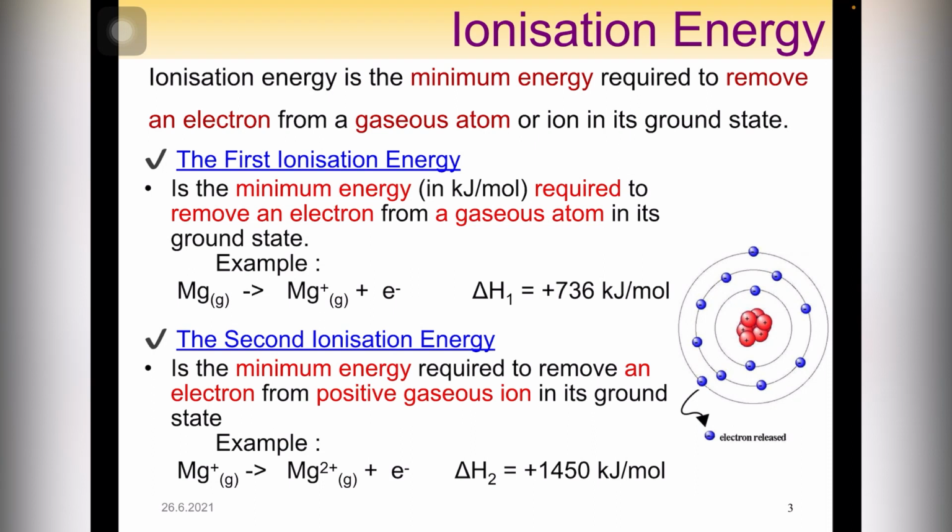So that's why the definition for the second ionization energy is the minimum energy required to remove an electron from the positive gaseous ion in its ground state. If you want to specify the definition, it is the minimum energy required to remove an electron from the positive magnesium gaseous ion in its ground state. So that is the specific definition when it gives you the element.